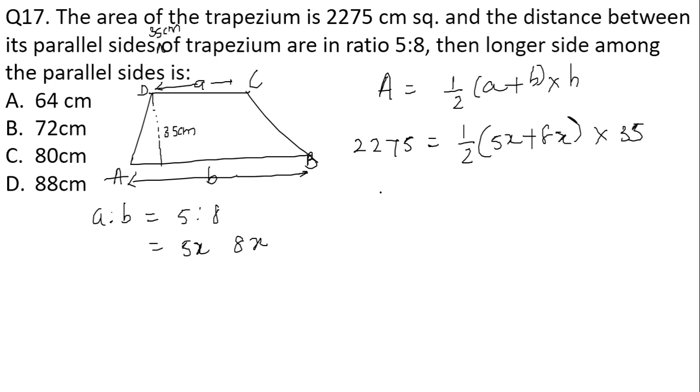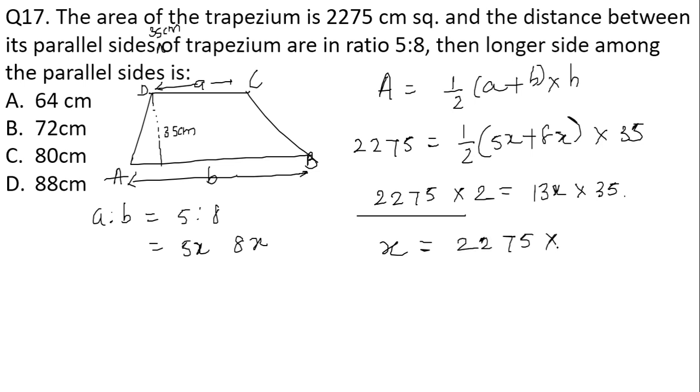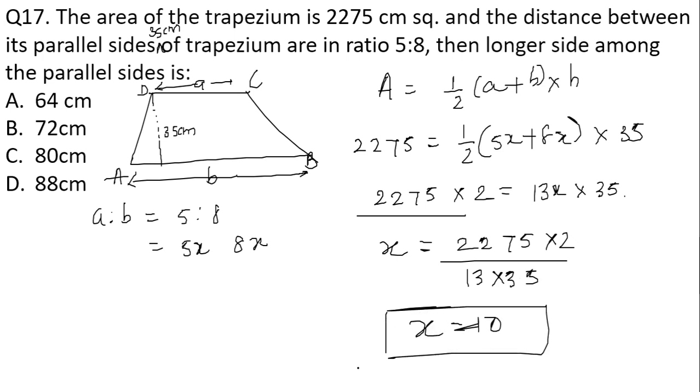That is equal to 2275 into 2. Am I right? Yes. Is equal to 5x plus 8x will give me 13x. Am I right? So 13x into 35. So this will further give me x is equal to 2275 into 2 divided by 13 into 35. So the value of x is going to be 10 over here. Okay, so I got the value of x.